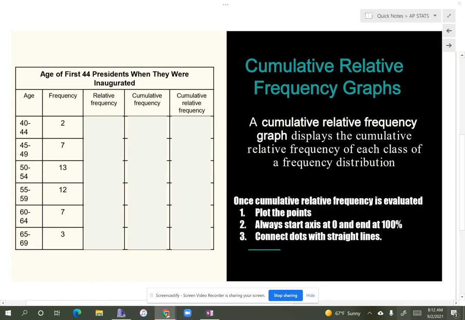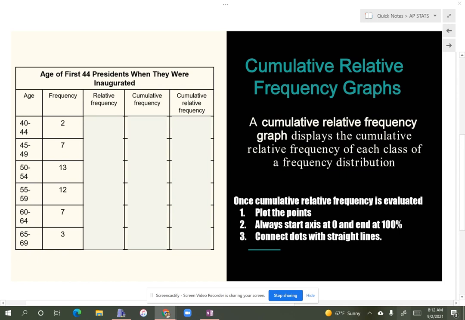Okay, so that's the next thing we're going to talk about, cumulative relative frequency graphs. So the biggest thing to know is a cumulative relative frequency graph displays the cumulative relative frequency of each class of a frequency distribution. So that's kind of a lot of words, but basically it almost graphs percentiles, if that makes sense.